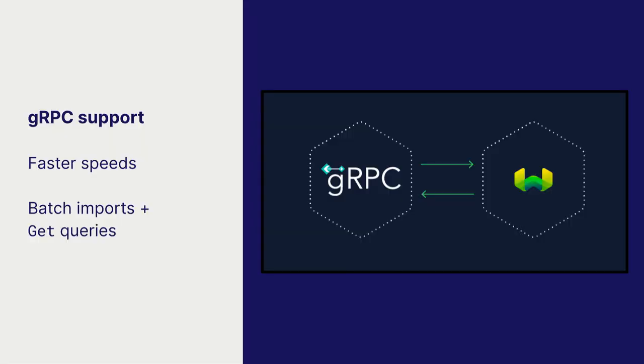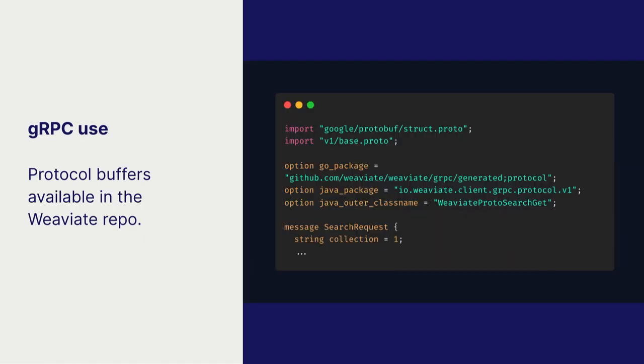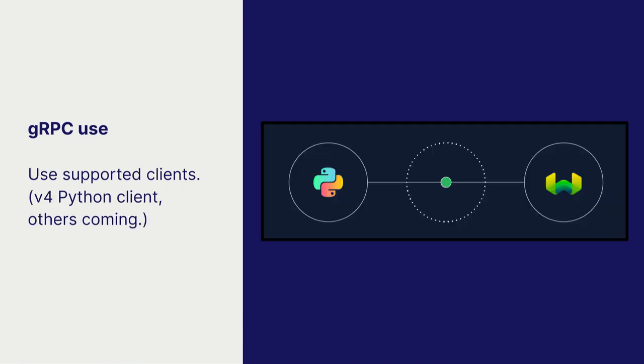More specifically, it'll mean faster batch imports and GET queries for its users. How does it do that? Well, the secret sauce is the fact that gRPC uses HTTP/2 under the hood, which is a faster protocol than 1.1, and it uses binary payloads, which is more efficient than using JSON. If you want to use gRPC, you can check out the protocol buffers in the Weaviate repository on GitHub, or you can use the new v4 Python client, which has gRPC support built in. We'll of course be adding support to the other clients as well as we go.